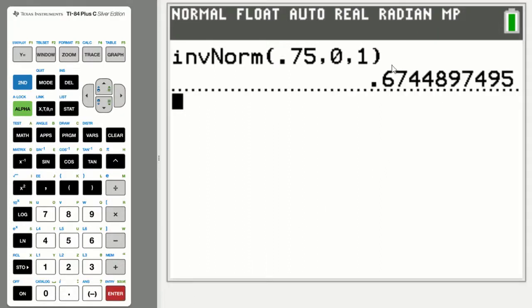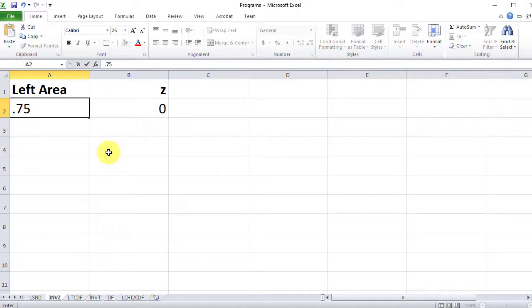And that is our answer. Let's now turn back to Microsoft Excel to see what the answer looks like with the program that I developed using Microsoft Excel. The Z-score comes out, usually in 2 decimal places or in 3 decimal places. It's different in every problem.